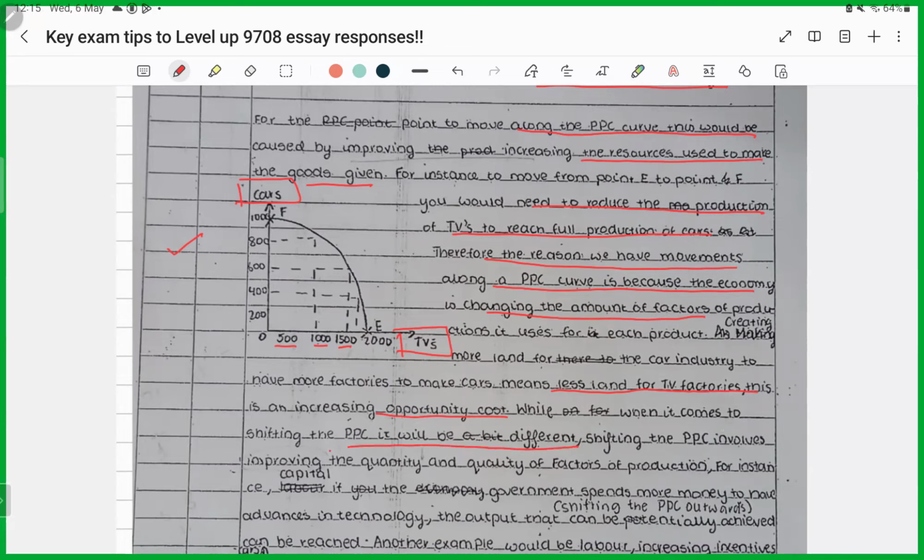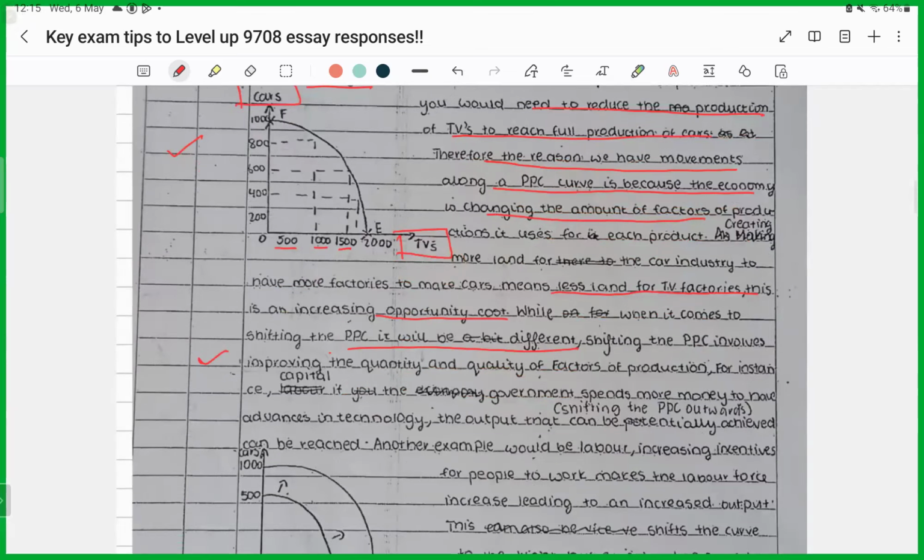Shifting the PPC involves improving the quantity and quality of factors of production. Now, the candidate is trying to draw a distinction between being on the same curve, where we are moving along the curve, right? Being on the same PPC, movement along the curve means you are producing more of one and foregoing another. So there is an opportunity cost involved. It's a little vague, but the point is there.